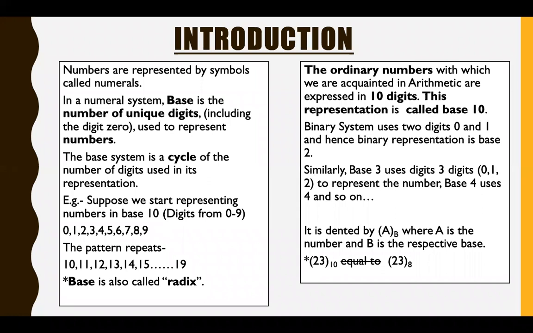Actually, first it is read as 2 and 3. So 2, 3 in base 10 is not equal to 2, 3 in base 8, because in base 8 you are representing numbers using digits 0 to 7, and in base 10 you are using 0 to 9. So the value of the number 2, 3 in base 10 will not be equal to 2, 3 in base 8.